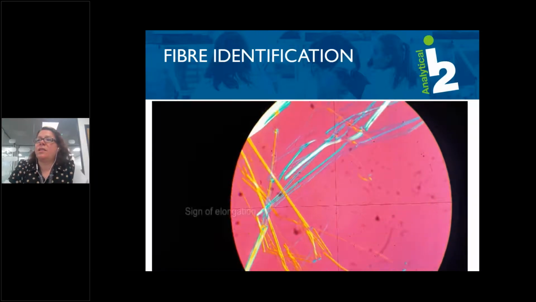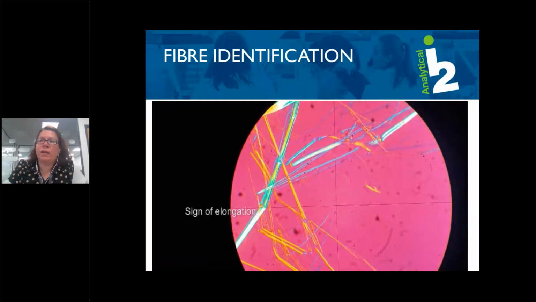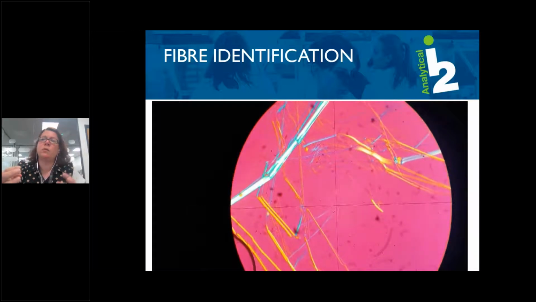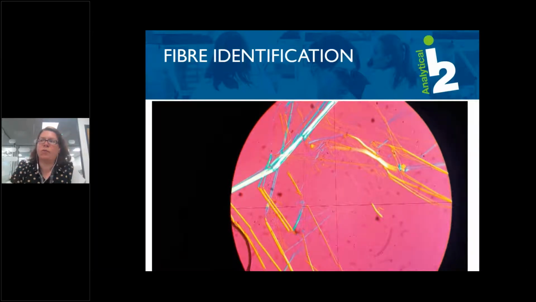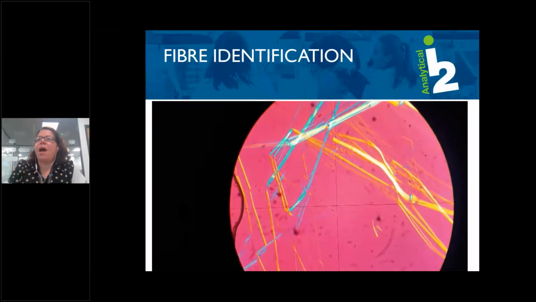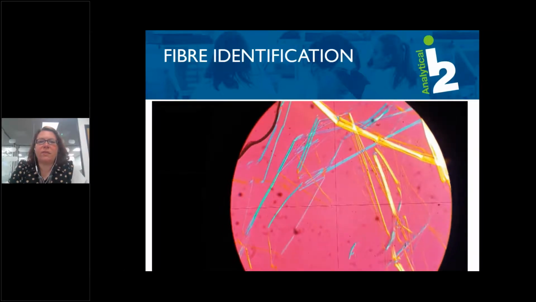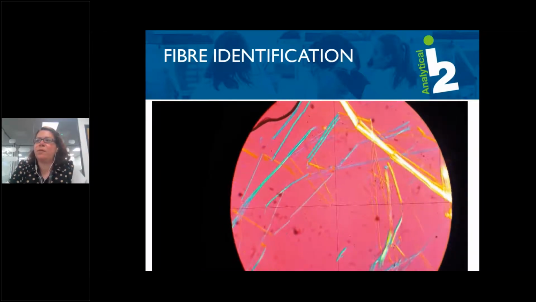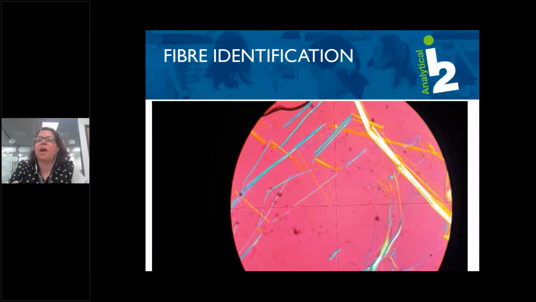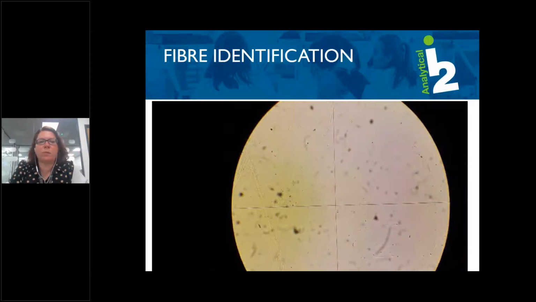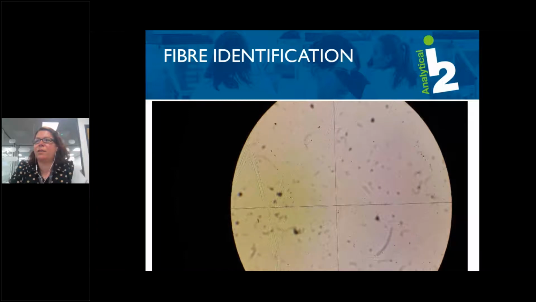We look at it a slightly different way. We can look for the sign of elongation, which is how asbestos sort of grows and shrinks. Don't just think about it getting longer, it gets broader as well. This sort of is another positive indication of this particular type of asbestos. Natural fibres won't do it. Other types of asbestos fibres won't respond the same in this refractive index liquid.